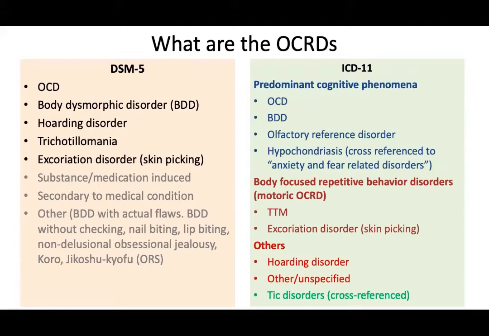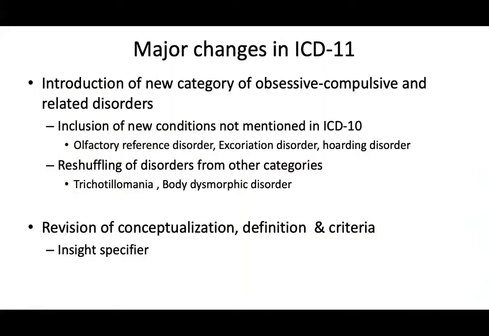But ICD-11 has the concept of cross-referencing, because tic disorders are commonly seen in patients with OCD. It has been cross-referenced with OCD in the sense that it can be referenced along with OCD, saying that it is a common comorbidity. So what are the major changes that have been made in ICD-11? As I said, the most important change is that the new concept of obsessive compulsive and related disorders has been formed, including new conditions which were not there in ICD-10 at all, and some reshuffling of disorders from other categories.